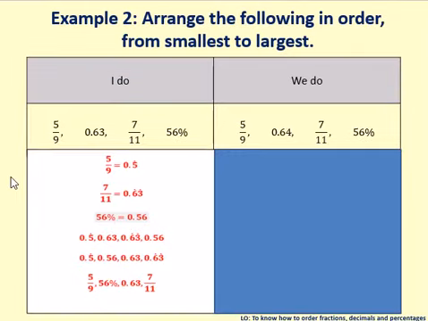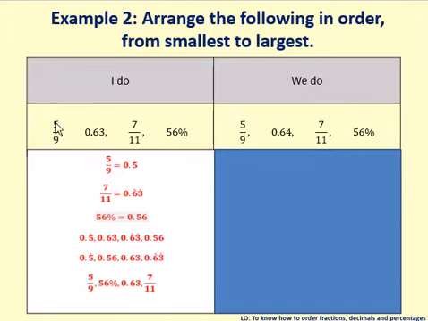Okay, so example 2, again, we're arranging the following in order from smallest to largest. And again, they're all in different forms. We've got a fraction, a decimal, another fraction, and a percentage. So convert them all to decimals to begin with.